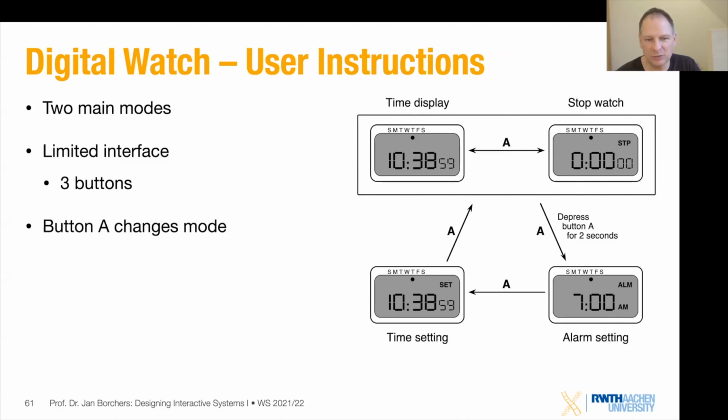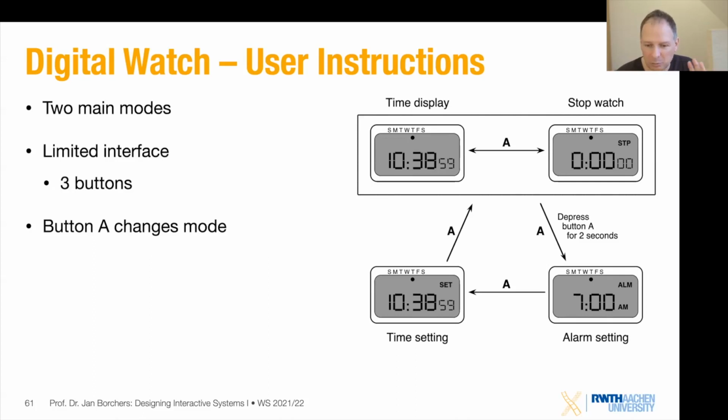Button A changes the mode. So if you press time, you press A, you get to stopwatch. If you press it again, you get to time. So it toggles between those two. If you hold down button A for 2 seconds, you get to the alarm setting. If you hit it again, you get to the time setting. If you hit it again, you're back to the main display.